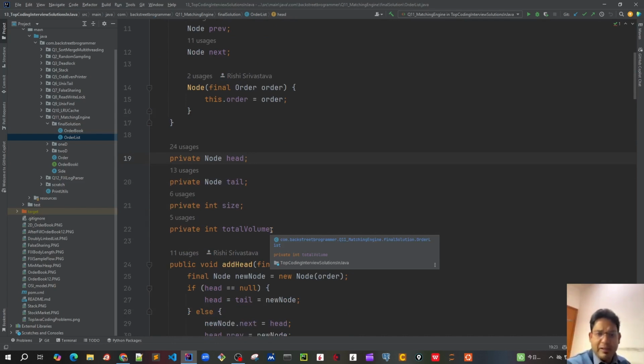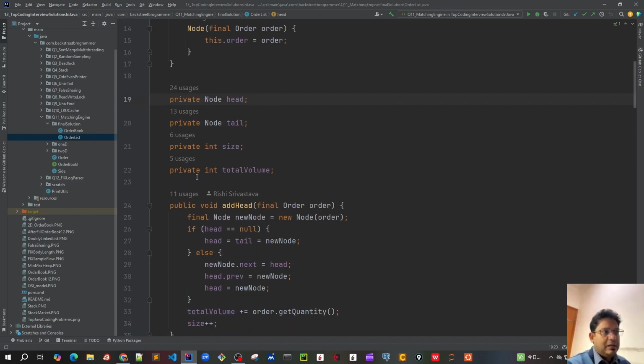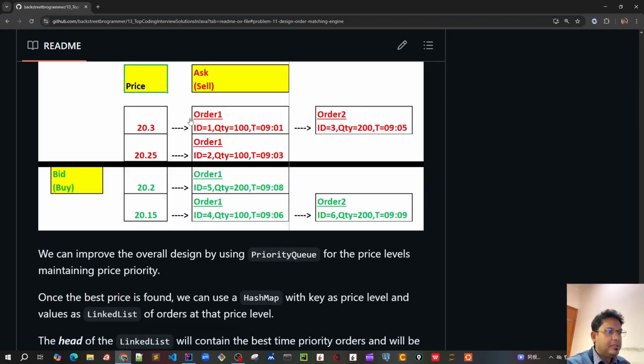So if we have implemented any linked list data structure using Java, it's very similar to that. What I have done is that I'm maintaining an extra size and total volume. What I want is that for each price level, what is the total size of orders? There can be multiple orders in the same linked list at the same price level, for example, in this diagram.